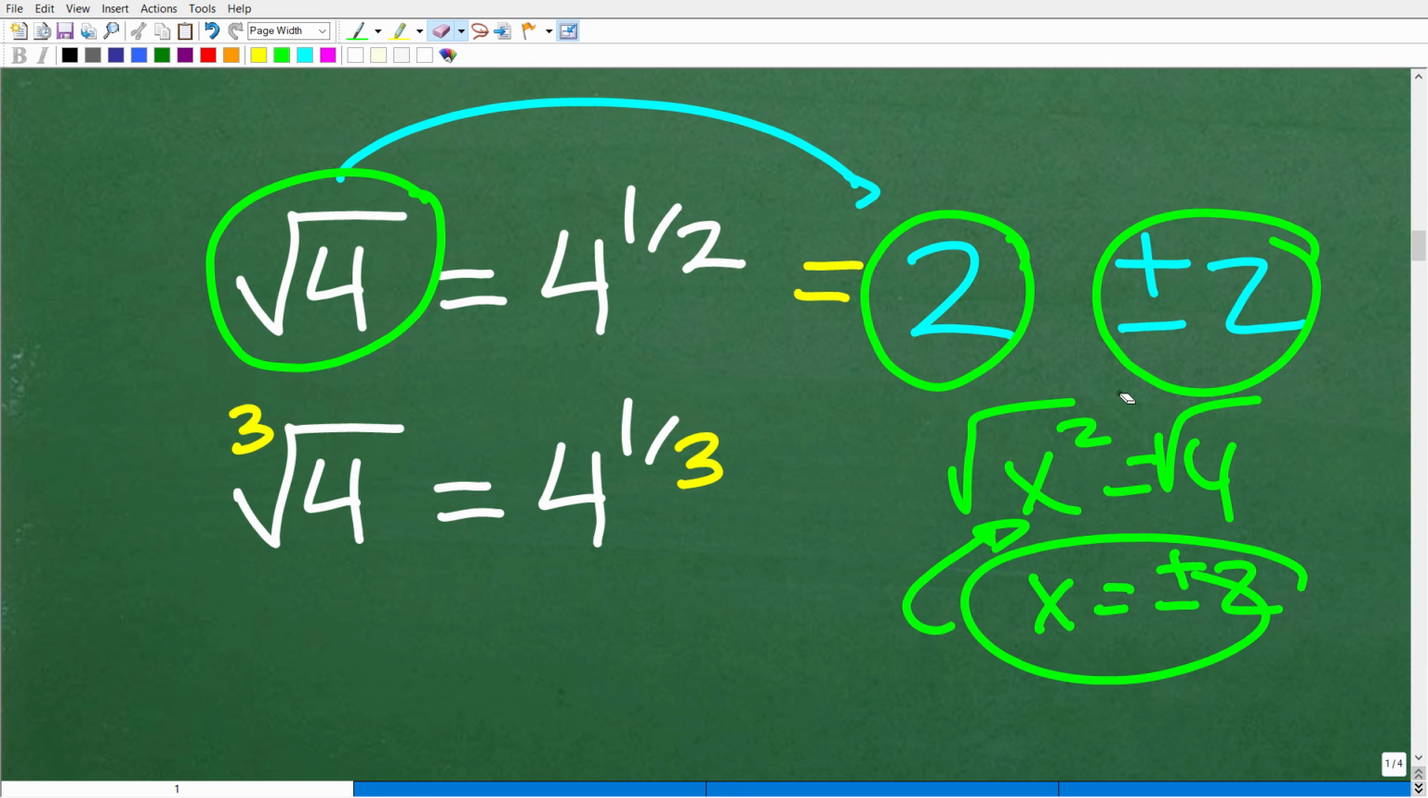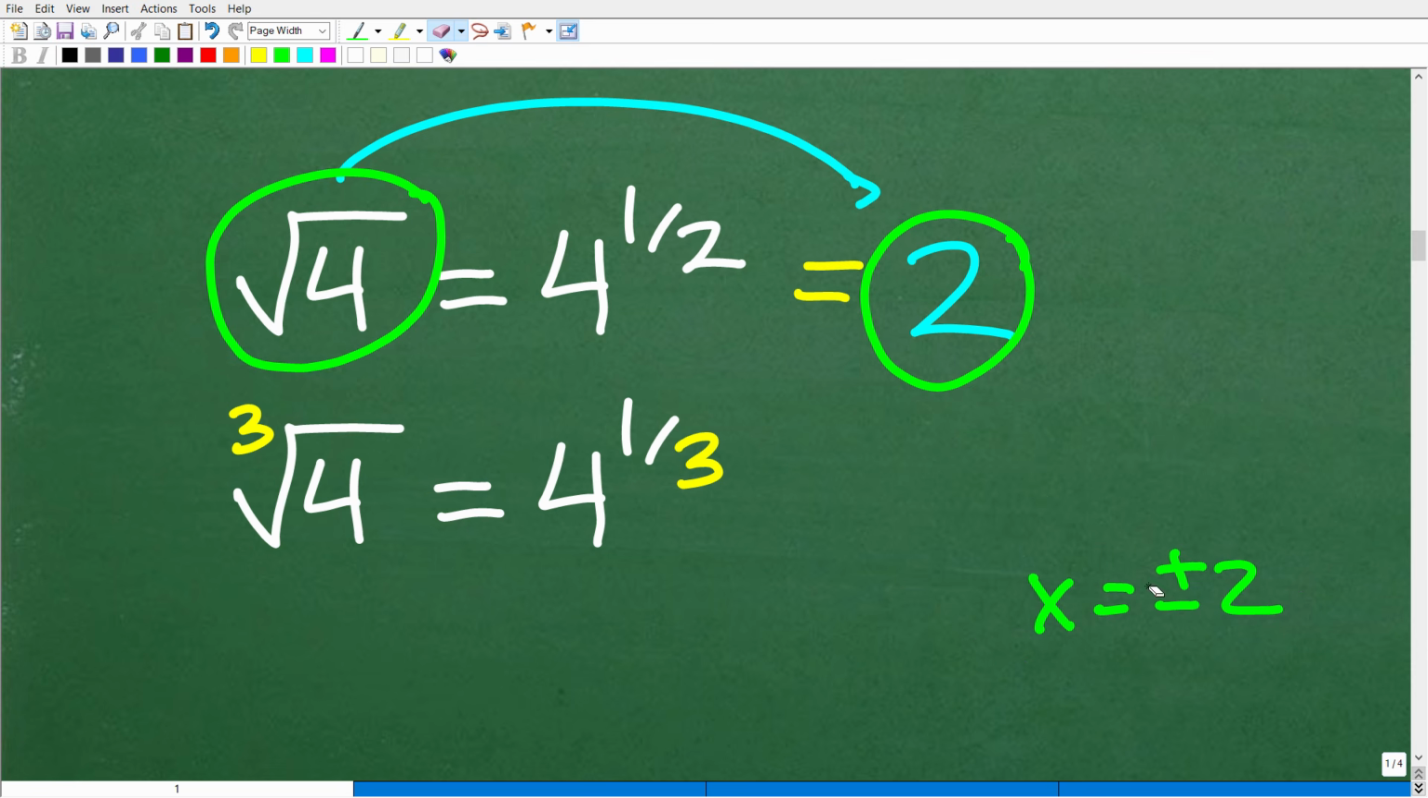All right, so that's kind of a long explanation. The square root of 4 is actually just a positive 2, but a lot of students confuse this and they'll write this as positive and negative 2. Right, so it's only positive 2.